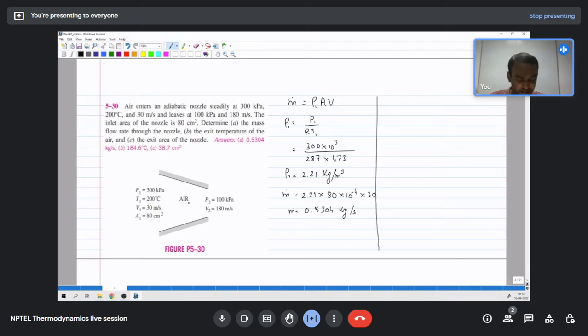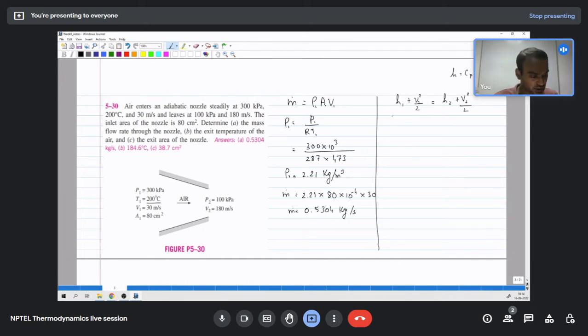temperature, we can write the energy equation. So for the energy equation for this nozzle at steady state, we will have only change in enthalpy and change in kinetic energy. So enthalpy at state 1 plus kinetic energy expressed as v1 square by 2 should be equal to the enthalpy plus kinetic energy at the outlet. So this h is again Cp into T. Velocity at both the ends are given, so we can calculate this.